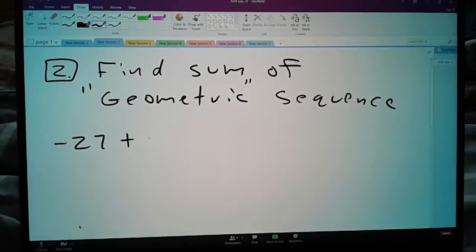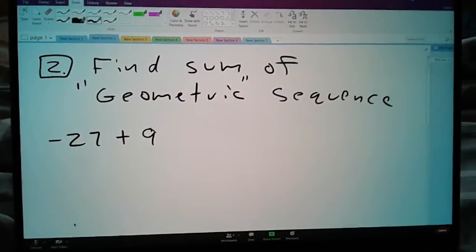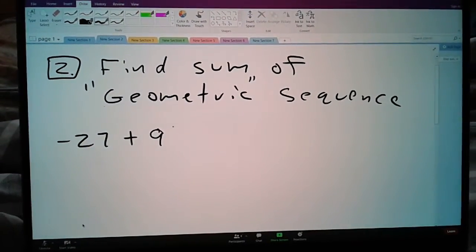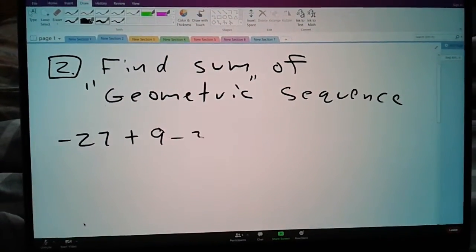So if I give you a partial sum, you want to figure out what the sum is going to be for this finite sequence that's geometric.